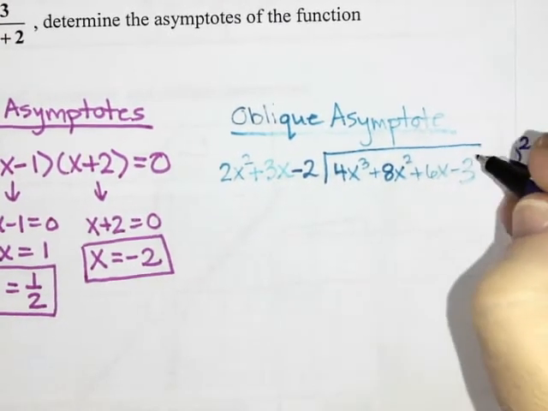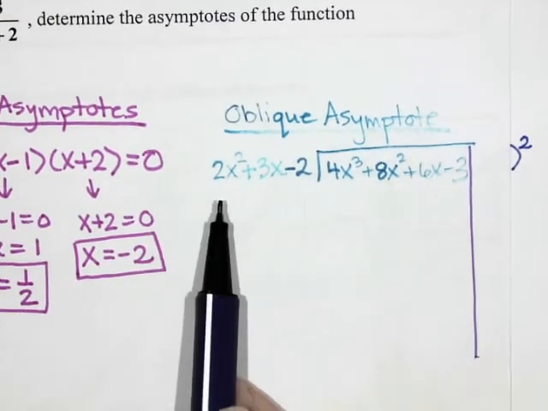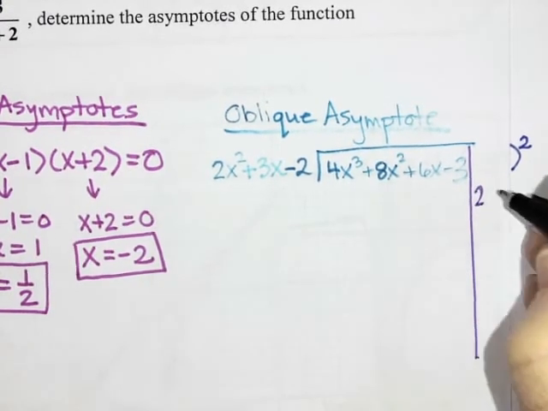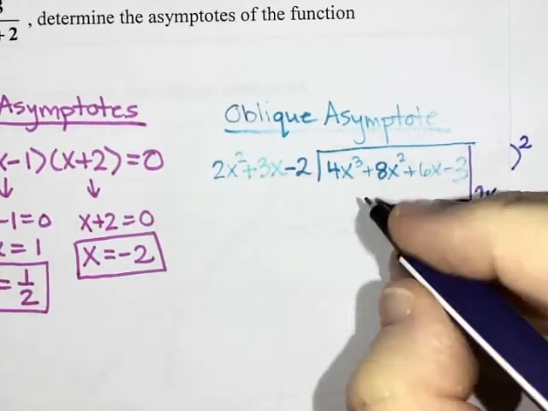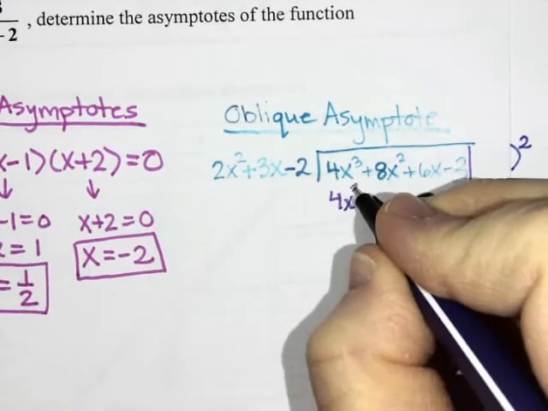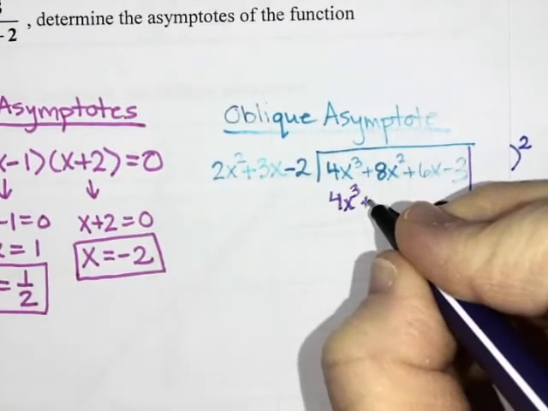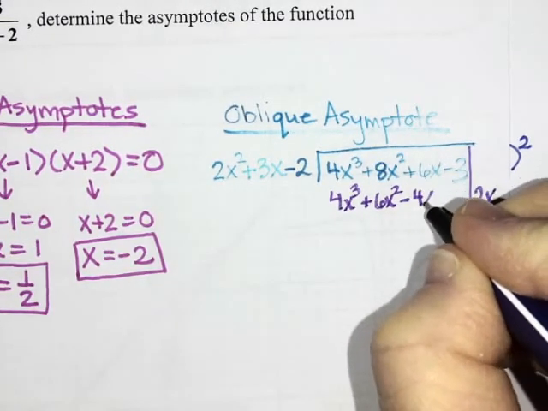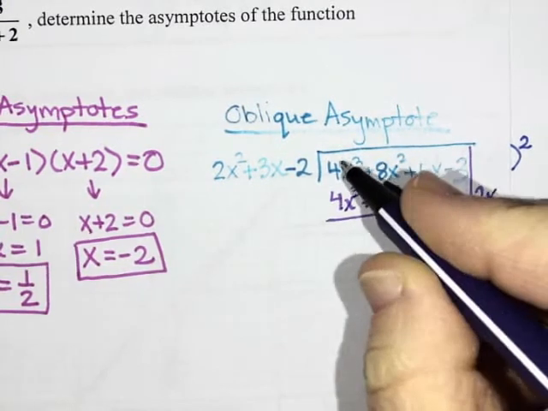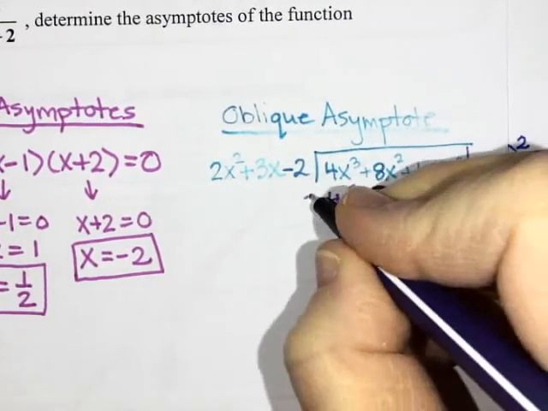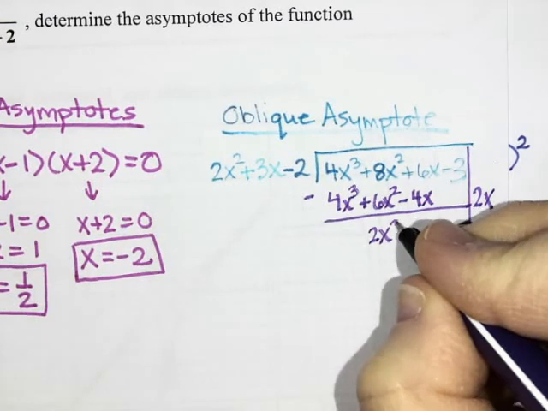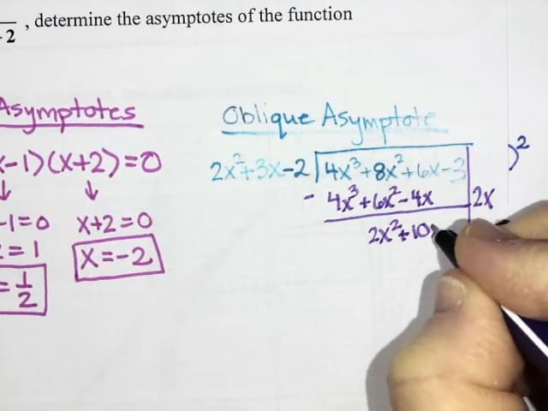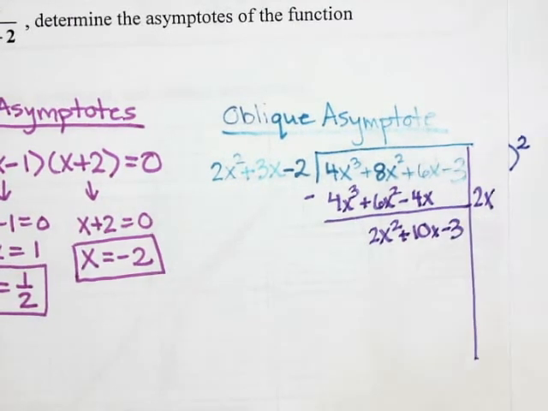Okay, so how do I turn a 2x squared into a 4x cubed? I need to multiply by 2 and an x. So that's going to give me 4x cubed and then plus 6x squared and then minus 4x. If I subtract, 4 take away 4 is 0. 8 take away 6 is 2x squared. 6 take away negative 4 is positive 10x. And then negative 3 take away nothing is negative 3.